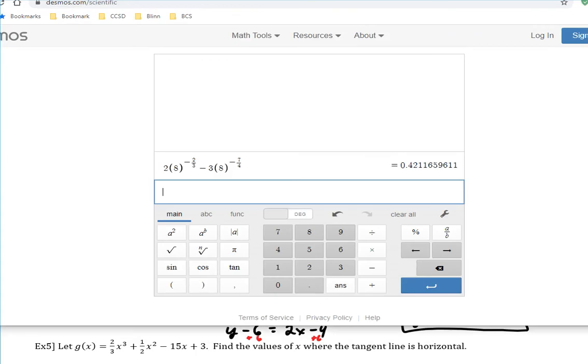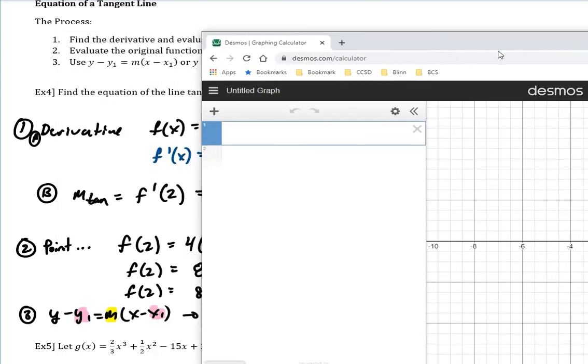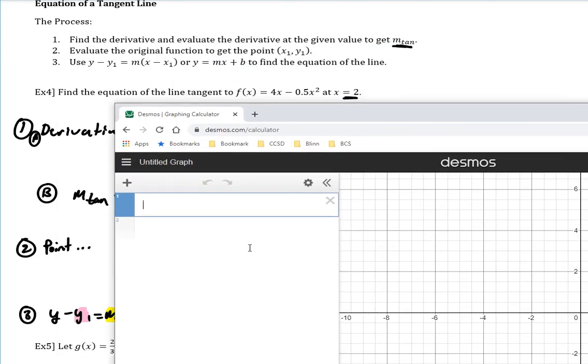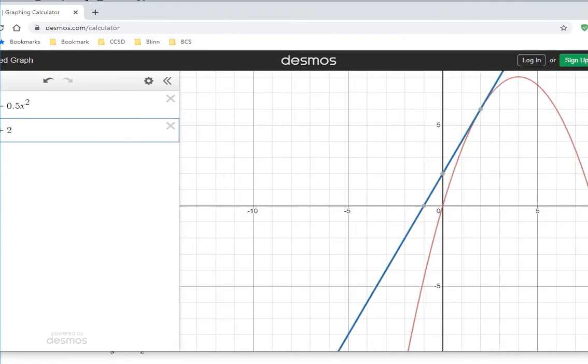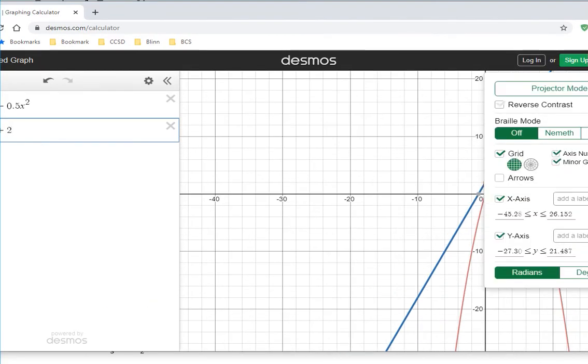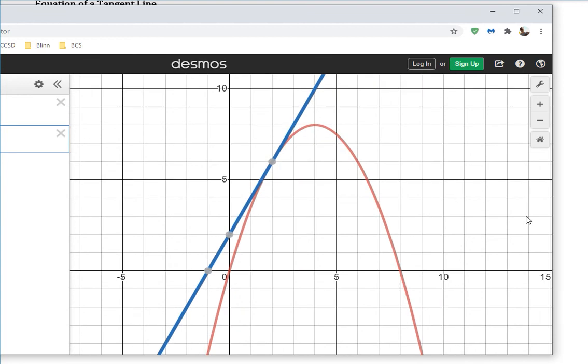At this point, we are done. I'm going to show a picture real quick with my graphing calculator. I'm just going to plot those. So we have 4x minus 0.5 x squared, and then I wanted to do 2x plus 2. So that's our two things there. And just to show the picture, there it is. Notice there's the point (2, 6) that they share, and yeah, it looks good.